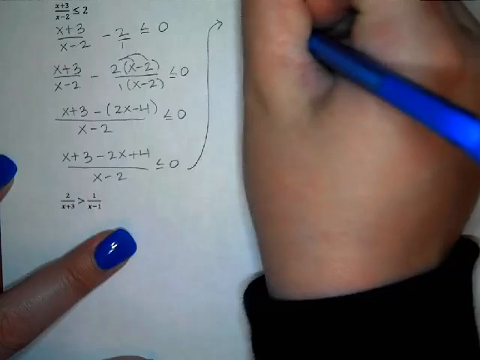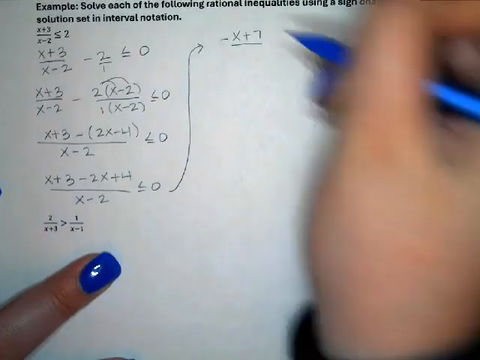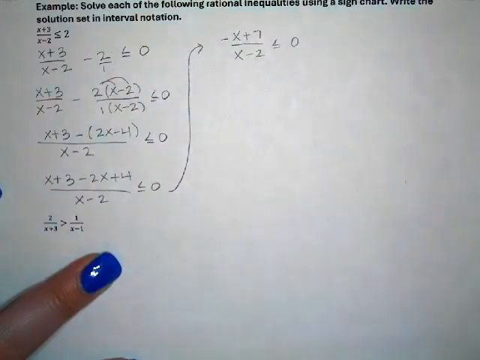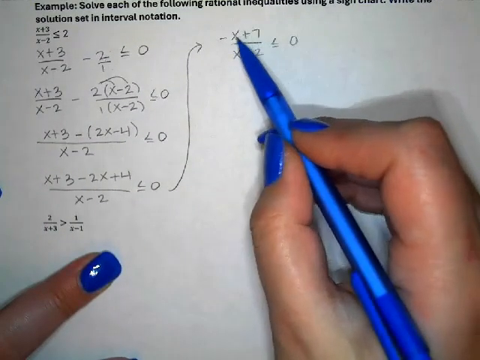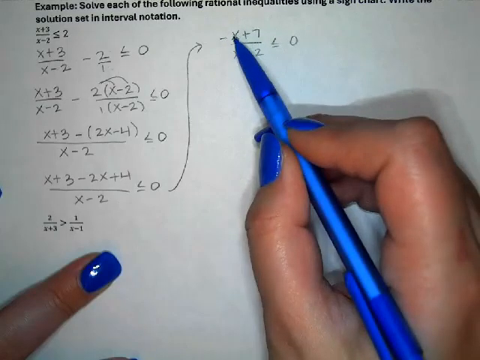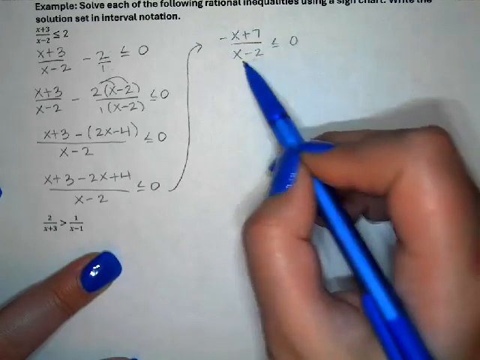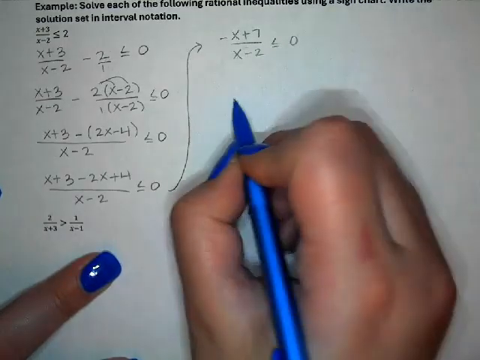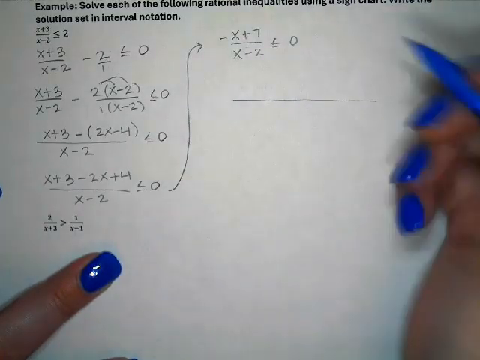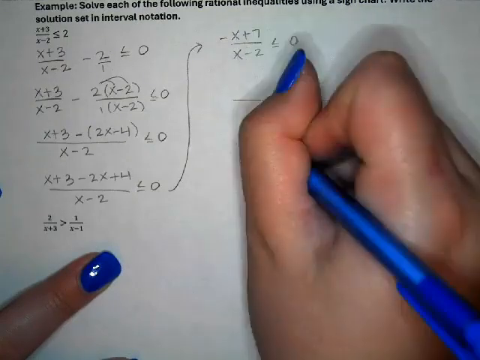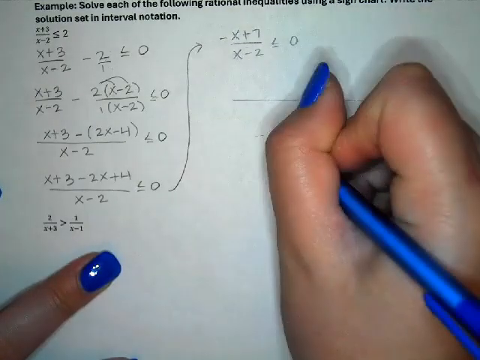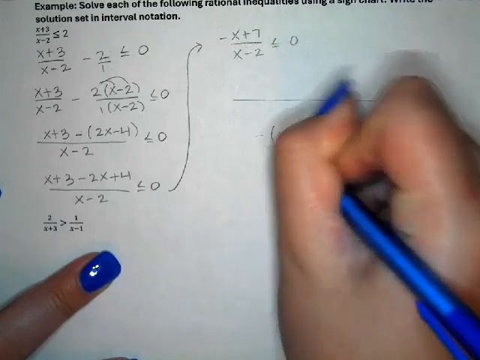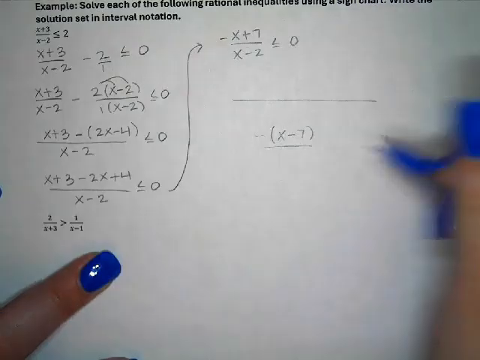So if I could imagine this as a graph, this would help me find my x-intercept. That would be where the graph equals 0. This would help me find my vertical asymptote. That would be a value that the graph cannot have. So I'm going to draw these on my number line. I'm going to take out the negative, just because that's a little bit closer to how I'm used to seeing this. And then x minus 2. So I've got 7 and I've got 2.